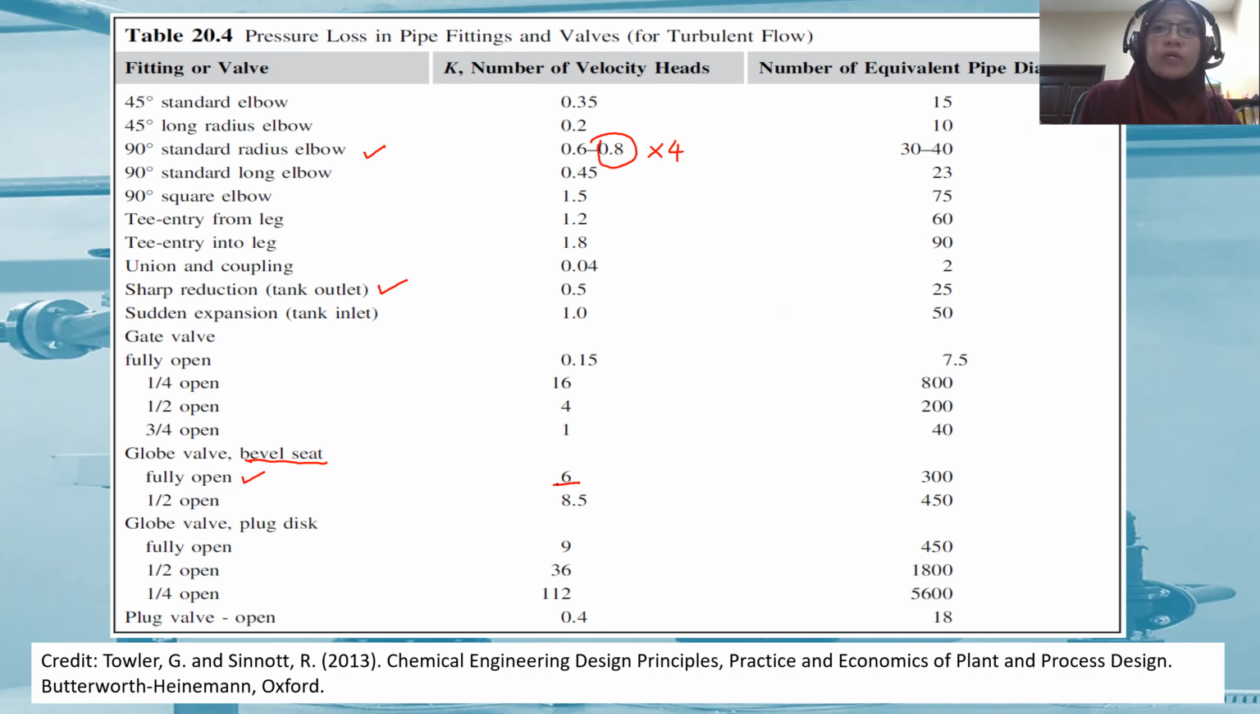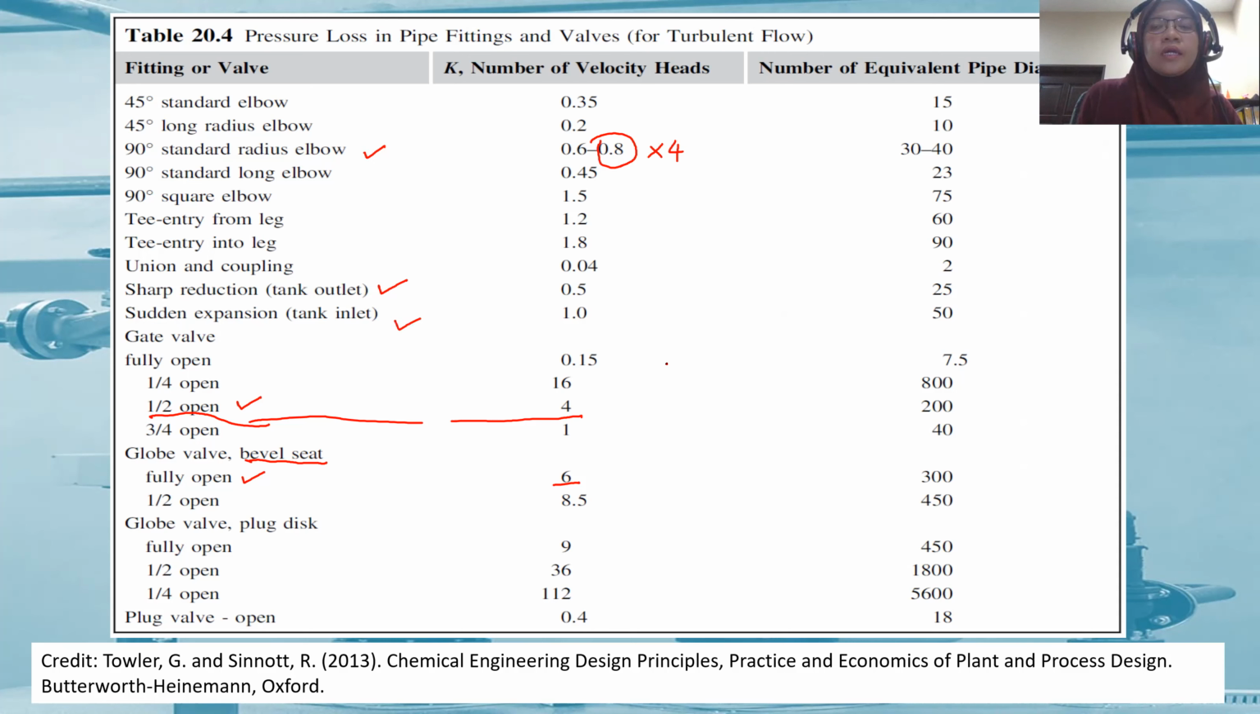And a gate valve. Where is a gate valve? Somewhere around here. And it said the gate valve is half open. So this is half open, 4. So I'm going to use this 4. And then exit. So we have exit. They have exit, so we choose this.